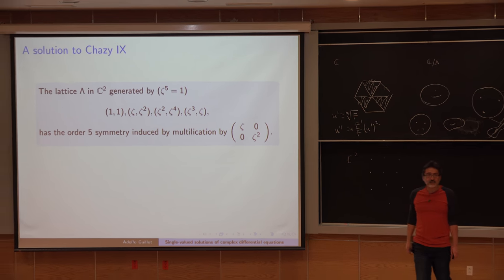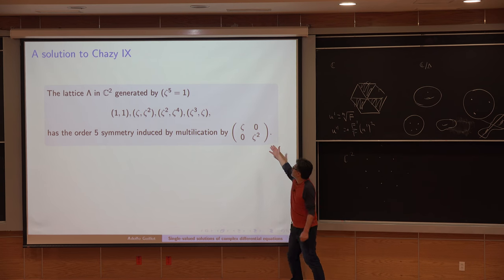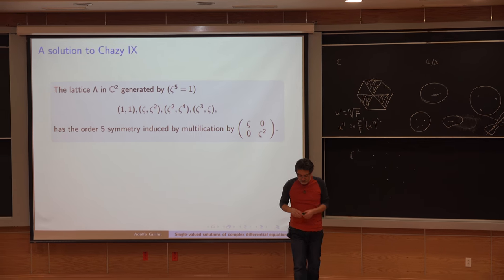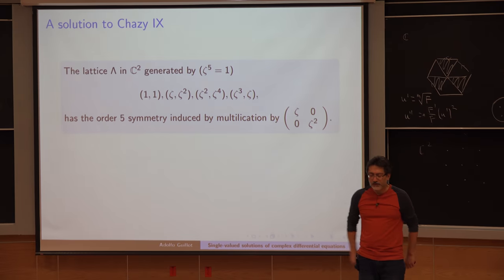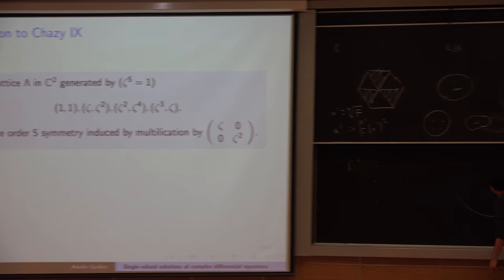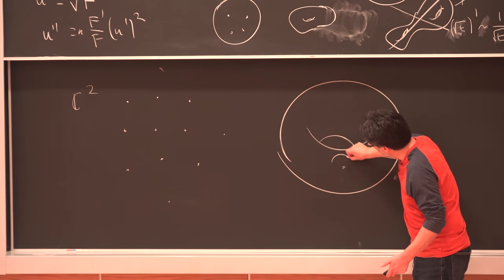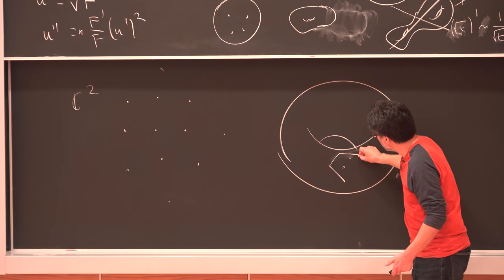So this lattice has an order 5 symmetry. You can act linearly in C2, and you will find by this order 5 matrix, where zeta is the fifth root of unity, you will preserve this lattice. So you will get a complex two-dimensional torus that has some order 5 automorphism.